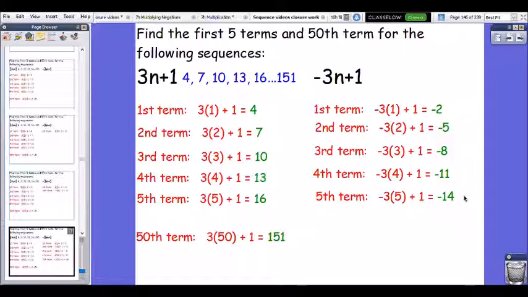And then let's find the 50th term together. So we're going to do negative 3 times by 50. So a negative number times by a positive number gives me negative. So it's negative 150. And then I'm adding on 1 to give me negative 149. So that's my 50th term.